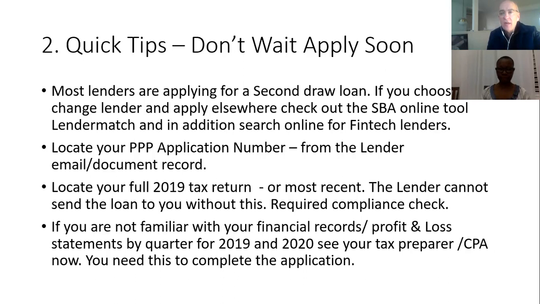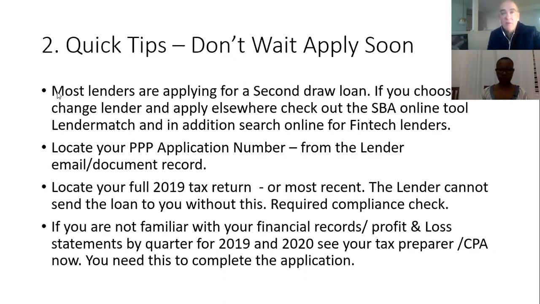At second draw application, you must find your original PPP application number, your first draw, because that is a required piece of information, and it should be on an email or a document record that you would have received in the last 12 months when you received your PPP loan. You will need your 2019 tax return or most recent, because without providing that, the lender actually won't transfer the monies into your account. It's a required compliance check.